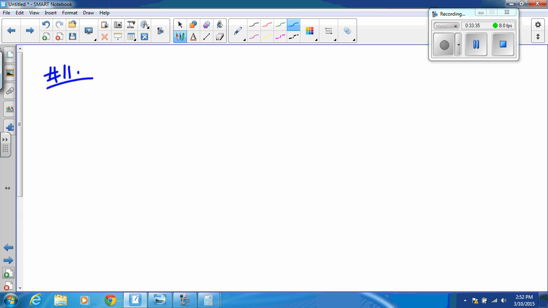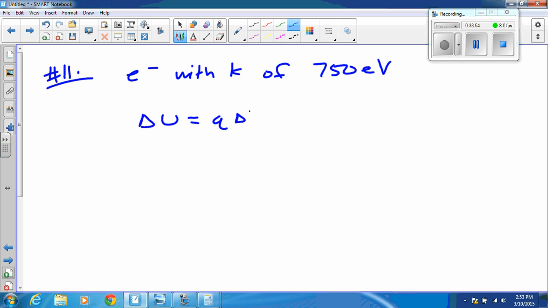And in number 11, we have an electron with a kinetic energy of, and here we have a very interesting unit, 750 electron volts. What does that even mean? Well, if I go back to the idea that delta U is equal to Q delta V, you can see that if my charge happens to be an electron, and the delta V happens to be 1 volt, then 1 electron times 1 volt is going to be a unit of energy. And we're going to call that unit of energy, because we're really imaginative, an electron volt.